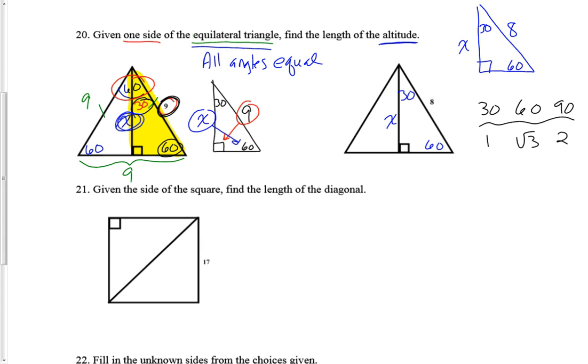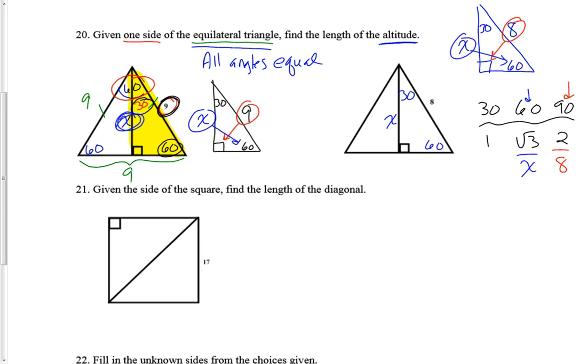We're going to first place the number. The number is across from the 90, so my 8 is going to go here. My x is across from the 60, so my x is going to make a fraction with the square root of 3.